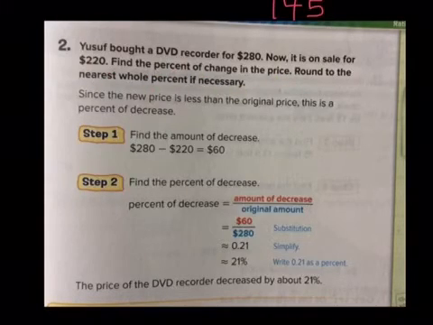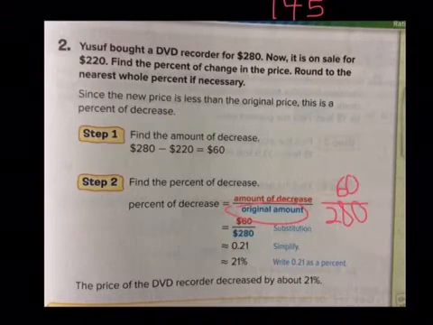Now let's see. We found the difference and we said it was $60. Great. In the equation, we put the amount of decrease right there. We put $60, right, over the original amount, and the original amount we said was $280. When we divide that, we get 0.21 approximately. You see that right there, approximately. So then we change it over to a percent by making it 21%.